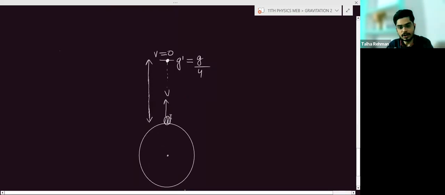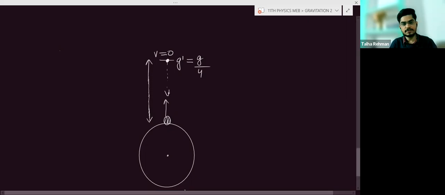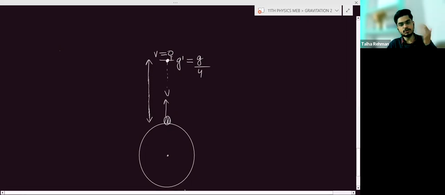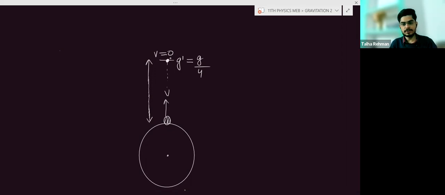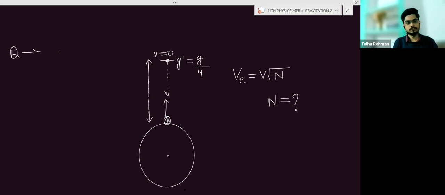Okay. So a body is thrown with a velocity V. This is given in the question. This is also given in the question. All things are given in the question. One more thing is given. The escape velocity of the body is equal to the velocity with which the body is thrown. Means there is a relation given: under root of capital N. You have to find the value of N. And V is the escape velocity.